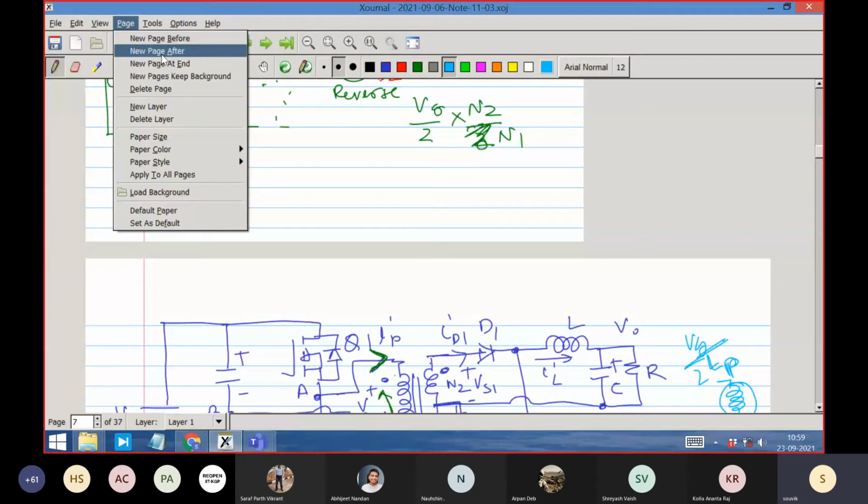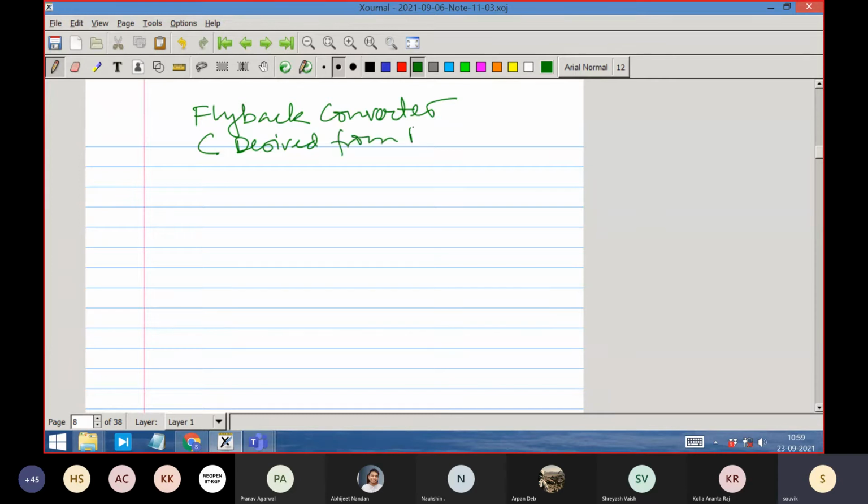So I am now teaching another interesting converter, an isolated converter, that is called the flyback converter. The flyback converter is derived not from the buck converter, but from the buck boost converter, and it is most optimum in the sense of the extra components that we require.